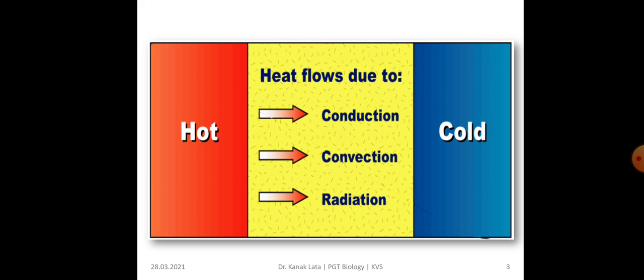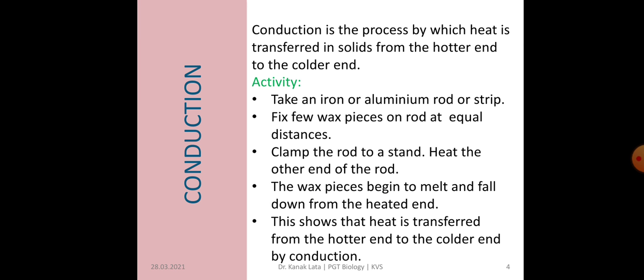Here the heat flow is shown pictorially: on the left side it is hot, on the right side it is cold. Heat will always flow from the hotter region to the colder region by three methods: one is conduction, another is convection and the other is radiation. Now let us see what conduction is.